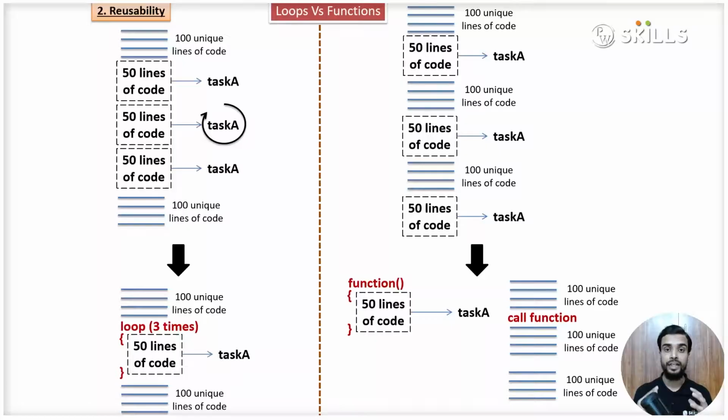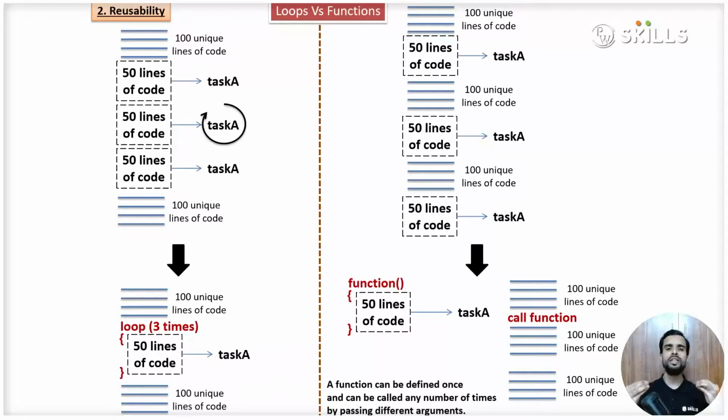After executing the next set of 100 lines of code, once again I want the same task A to be executed. That means, sir, can we define a function once and call it multiple times? 100% yes. A function can be called any number of times. Once again, I would place a call to the function, and at the last also I want task A to be executed. Hence, simply I would be calling the function once again like this.